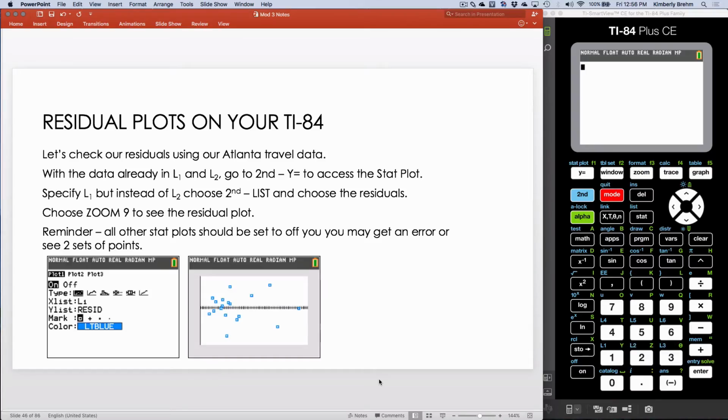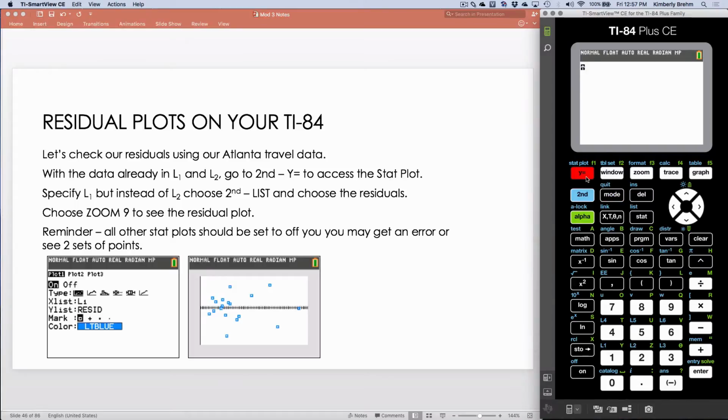Now we're going to examine some residuals on our TI-84. So there's two different things that you can do on your calculator when it comes to residuals. The first is to make your residual plot. So if we're going to use our Atlanta travel data that we used previously that's already in my calculator, I'm going to go to my second and Y equals, which is my stat plot, and notice that all of my stat plots are turned off except for number 1. And in number 1, I've chosen scatter plot, which is what I wanted.